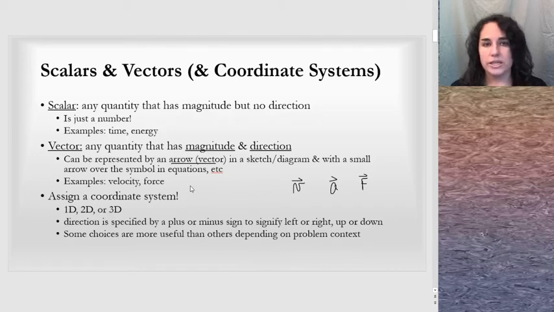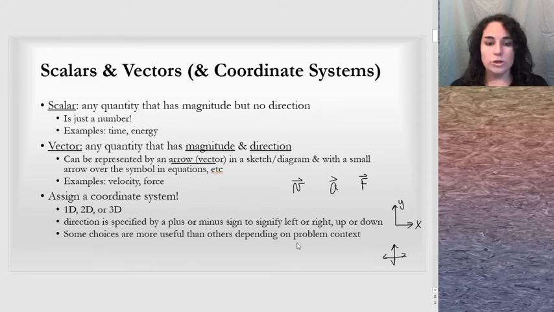What we're going to note here, because we have vectors and we'll have angles because we have direction, we're going to have to assign a coordinate system, and this may be in 1D or 2D or even 3D. The direction is specified by a plus or minus sign to the left, right, up, or down. So for instance, I will write a coordinate system like this, where I note that to the right is a positive x and upward is a positive y. I don't draw the whole thing necessarily. I just draw two arrows designating positive x and positive y. If it was 3D, I'd do a positive z.